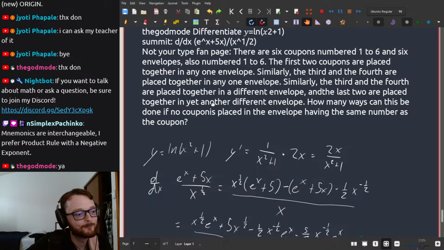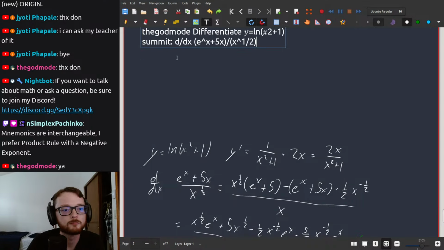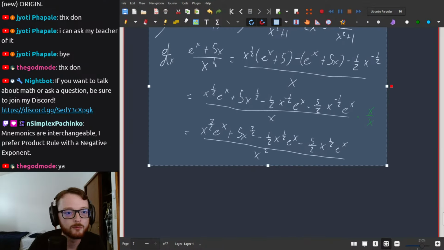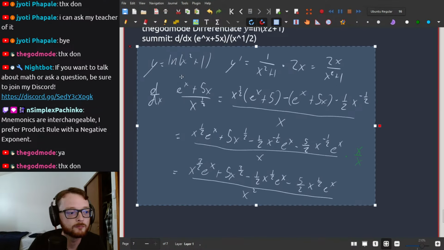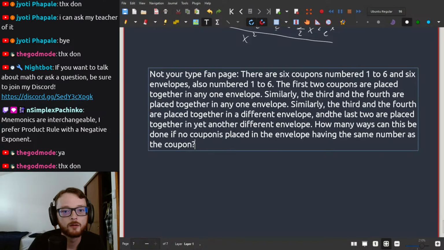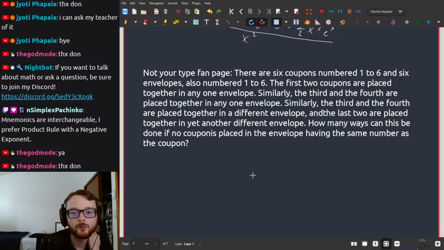Okay. Not your type fan page. There are 6 coupons numbered 1 to 6. Let me actually separate this out. Okay, there are 6 coupons numbered 1 to 6, 6 envelopes also numbered 1 to 6. The first 2 coupons are placed together.